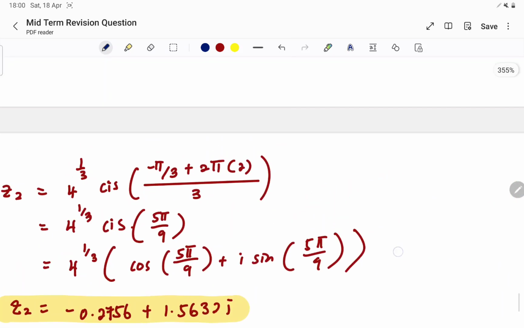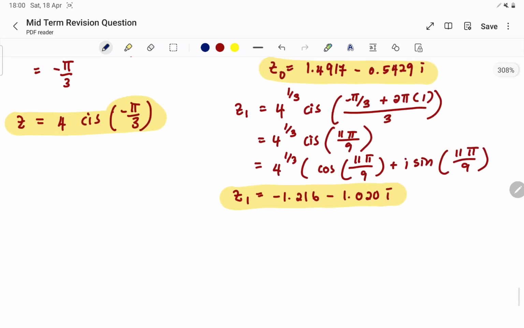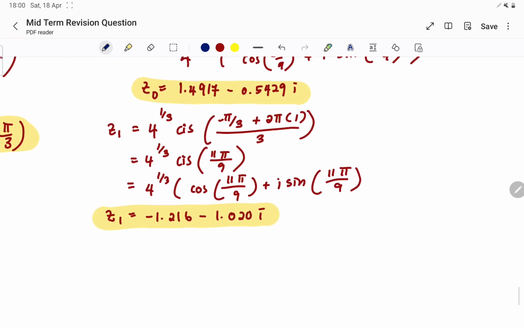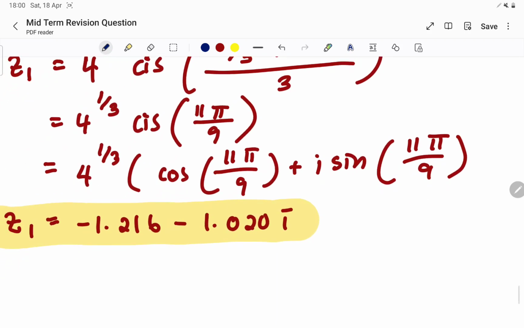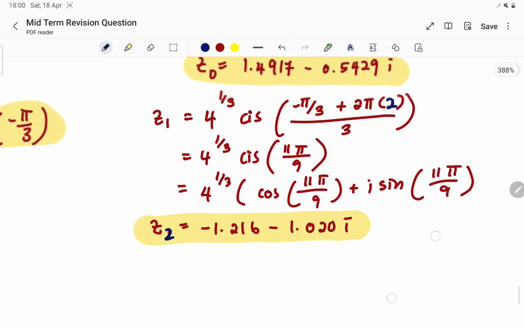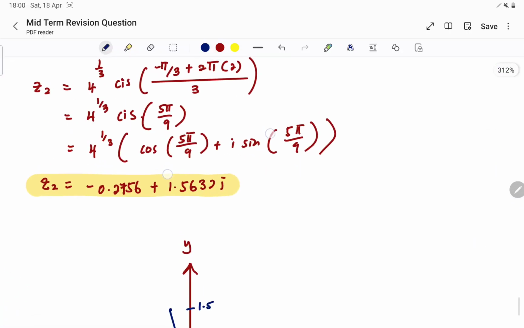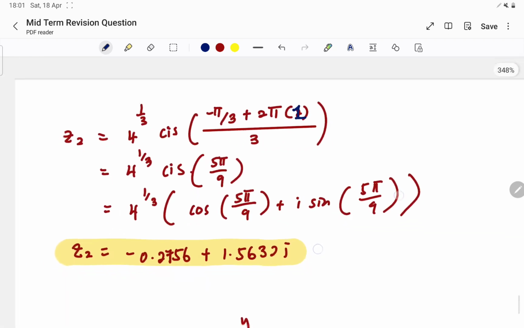Oh, did I make a mistake? Oh yeah, the value is wrong here. And this one I actually swapped. Oh, sorry, this one should be 2. So this is the answer for z2. Okay, another one where I made a mistake: this one should be 1 instead of 2. Okay, so this is the answer.